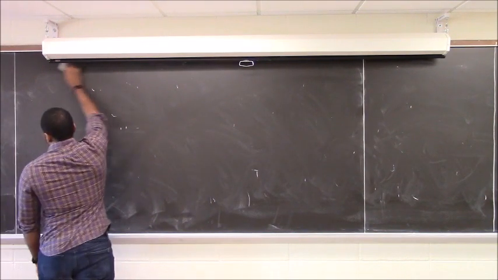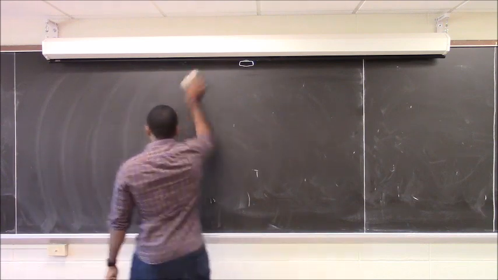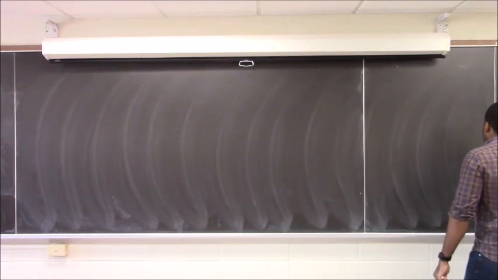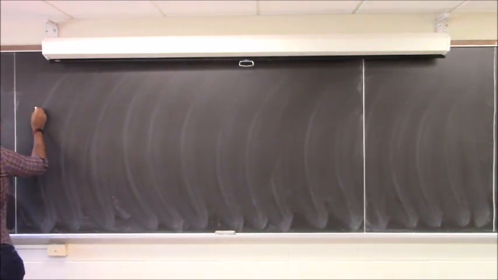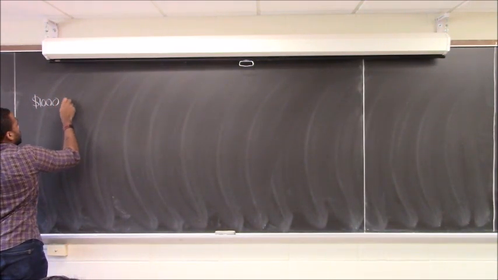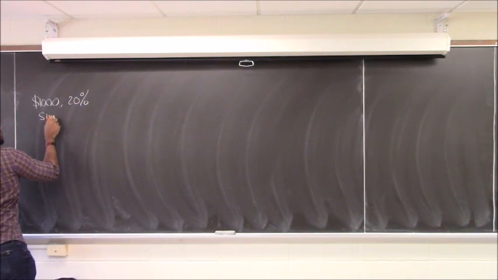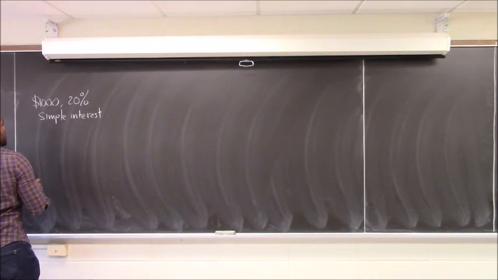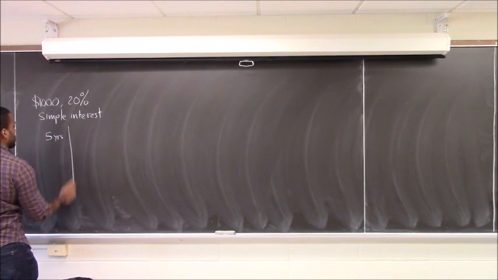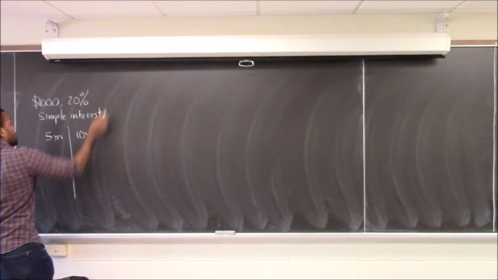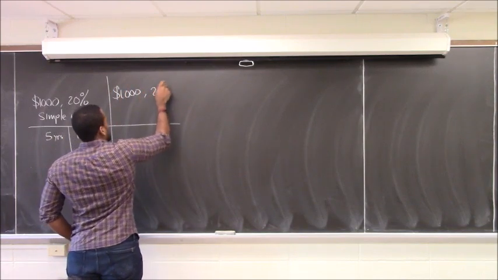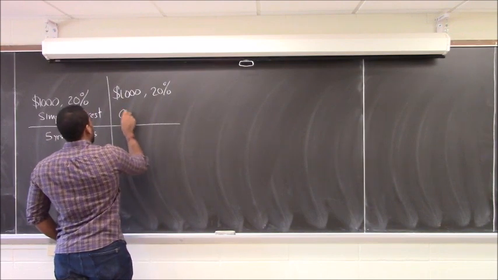So last time we ended with an example where we were comparing a 20% interest rate with different kinds of compounding. And just remind me of the numbers here. So we had $1,000 at 20% and simple interest. And we looked at it over 5 years and over 10 years. And then we had $1,000, 20% interest, compounded.